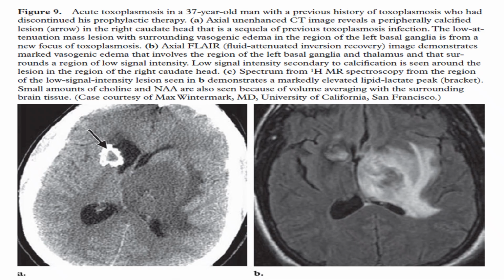focus of toxoplasmosis. In the second image, we can see an axial FLAIR image demonstrating marked vasogenic edema that involves the region of the left basal ganglia and thalamus and surrounds a region of low signal intensity. The low signal intensity secondary to calcification is seen around the lesion in the region of the caudate head.